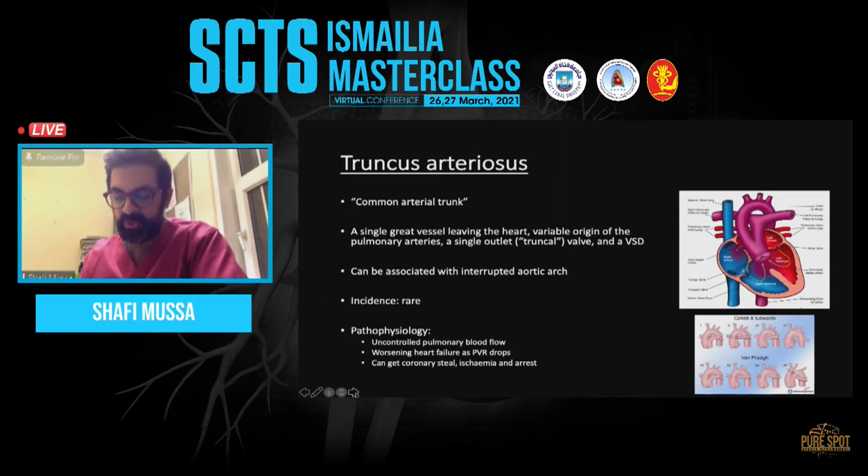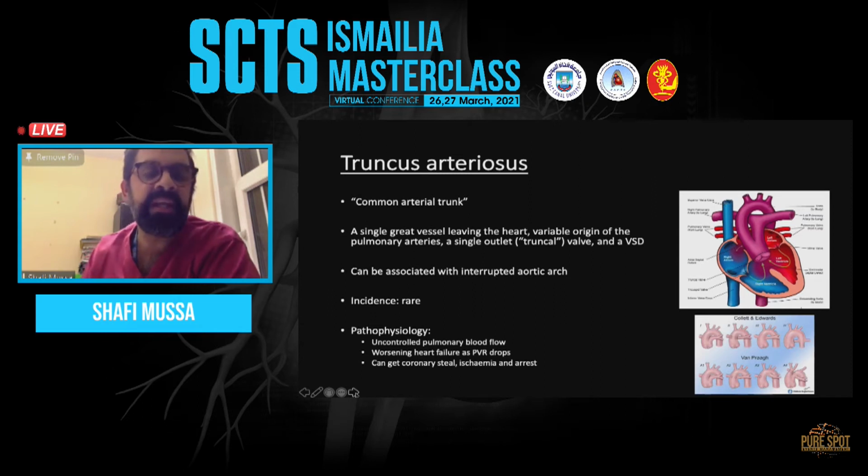Fine, I will now move on to truncus arteriosus, or common arterial trunk. This is a rare condition in which there is a single great vessel leaving the heart, variable origin of the pulmonary arteries from that single great vessel, and a single outlet or truncal valve, and it is almost always associated with the ventricular septal defect. Occasionally it is associated with interrupted aortic arch, and as I said, it's a rare condition.